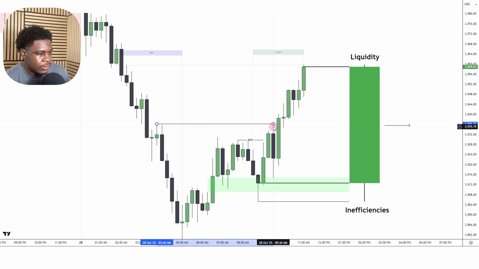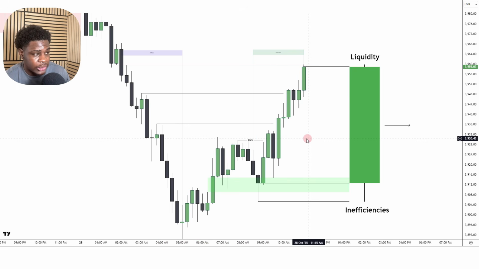This first high right here, that would be like a 1 to 1 target. This high right here would be a 2 to 1 target. Obviously we have these highs back up here with that unmitigated fair value gap all the way back up there, a 3 to 1 target. Where the trade starts is where price taps into either a level of liquidity or inefficiency. In this case it tapped into an inefficiency, followed by this break higher. This is where the trade ends.